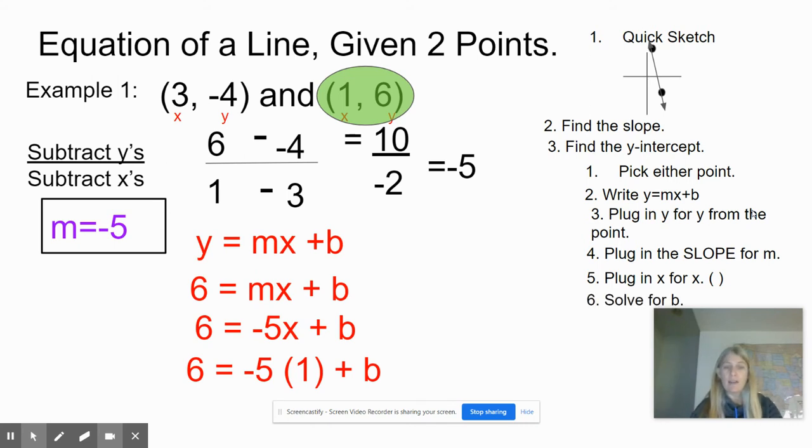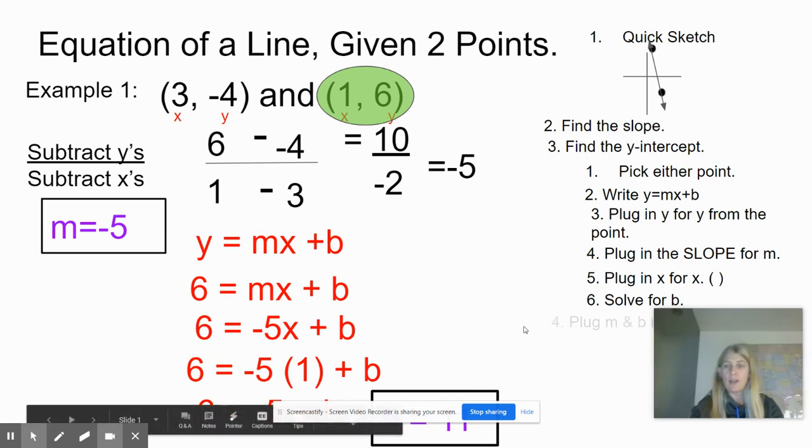So I'm going to go ahead and solve for b. 6 equals negative 5 times 1, which is negative 5, plus b. I'm going to add 5 to both sides, and b is equal to positive 11. So now I know both my slope and my y-intercept.